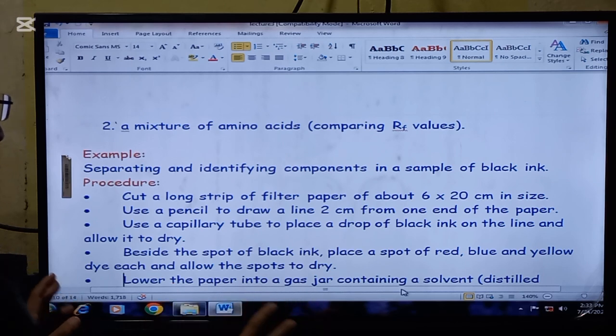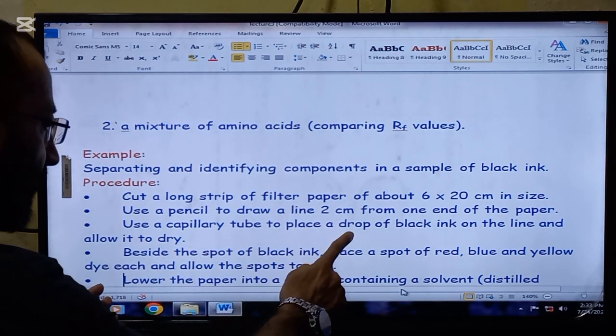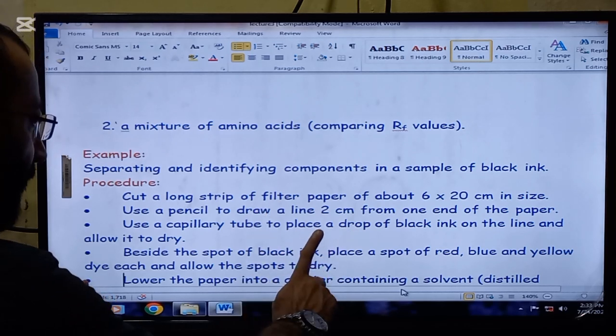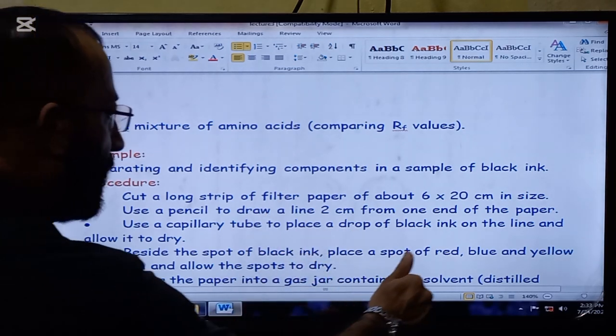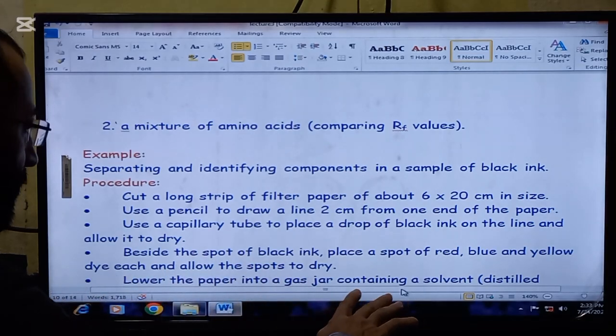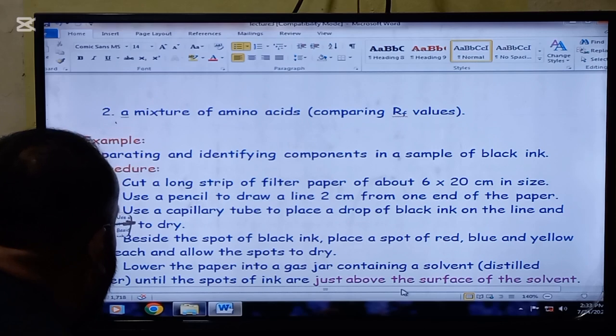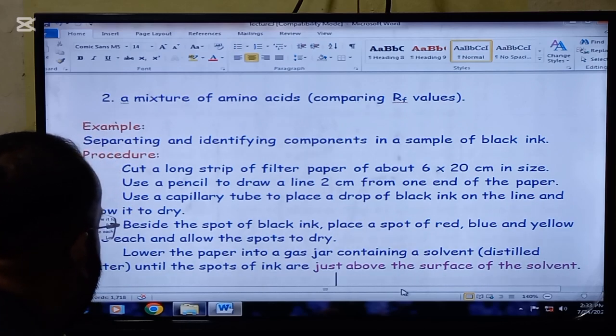So there will be 1 spot of black ink, and 1 spot each of the red, blue, and yellow dye. In total, there will be 4 spots on the line, and then these spots will be allowed to dry.